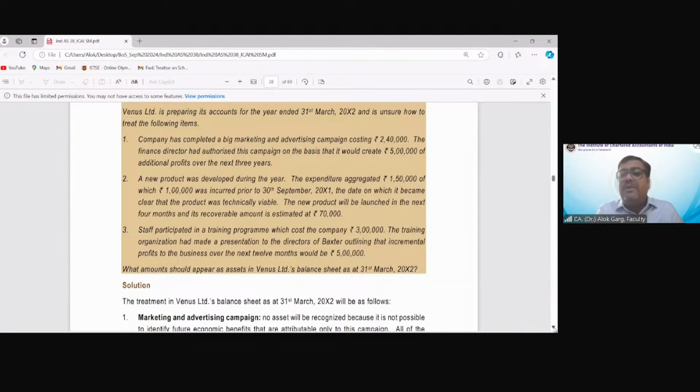Company has completed a big marketing and advertising campaign costing rupees 2,40,000. The finance director had authorized this campaign on the basis that it would create 5 lakh of additional profit over the next 3 years. Right? Students, whenever you are reading the question, the alarm should start ringing in your mind. When I was reading the first line, company has completed a big marketing and advertising campaign, what was there in my mind? Oh, this is advertising and marketing campaign. So this will not meet the definition of intangible asset, correct?